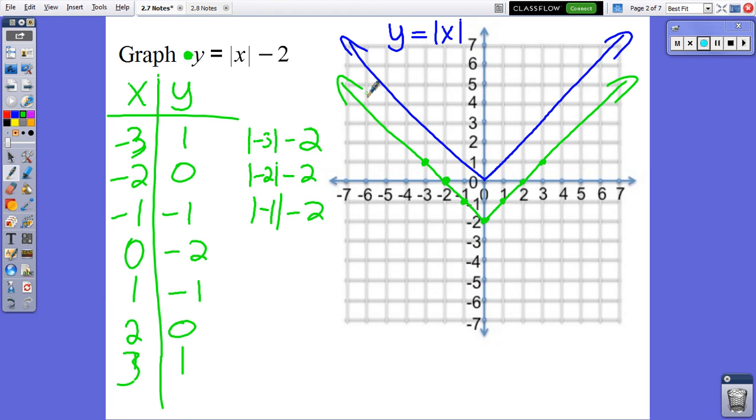Now if you look carefully at this and compare it to the parent function, you'll notice that every single point on this graph is shifted down 2 from the parent function, and that's what this -2 does. So it takes the absolute value of x and just drops it down 2. So the vertex here drops down 2, this point right here drops down 2, this point right here down 2, this point right here down 2. Everything on this graph is just exactly the same as the other graph, but just shifted down 2. It just drops the whole graph down 2. So that's what this does out here. If you have something minus or plus after the absolute value, it's going to shift the graph up or down.